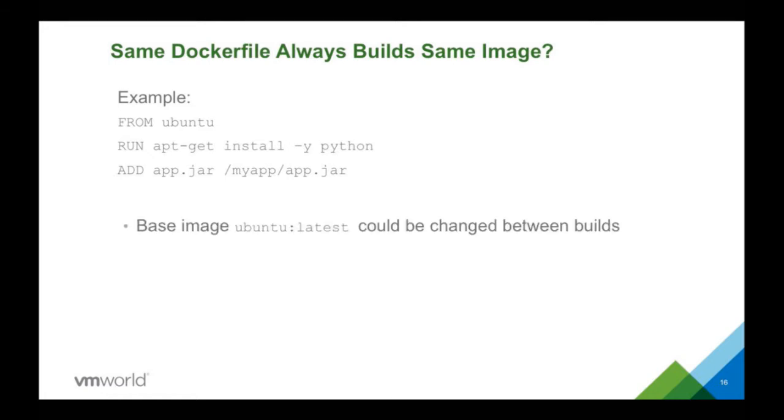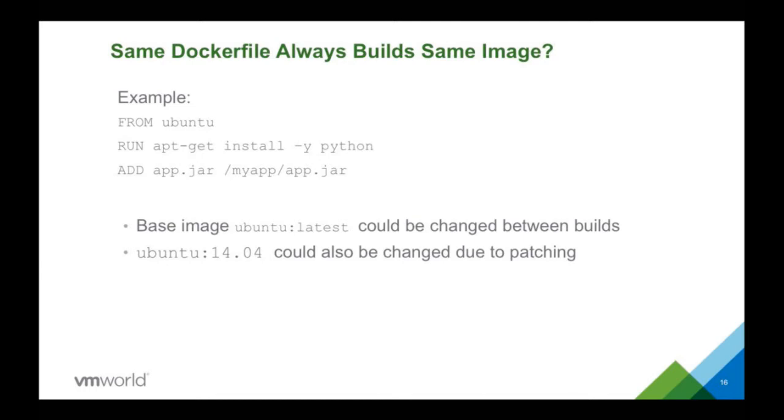Suppose you have this Dockerfile, very simple, right? You have Ubuntu, which implies that you always use the latest Ubuntu image. But when you build this image at different times, you will probably end up with a different Ubuntu base image, because latest will not always refer to the same version of Ubuntu.